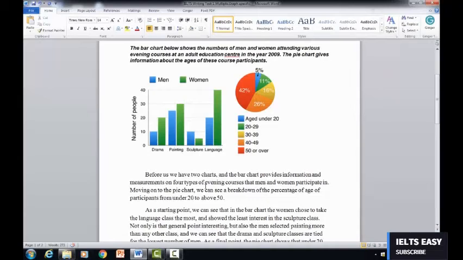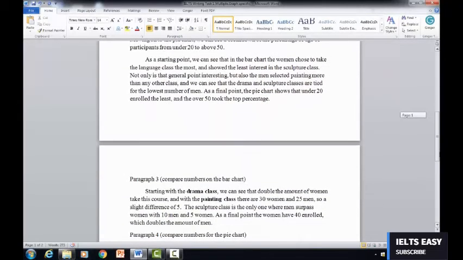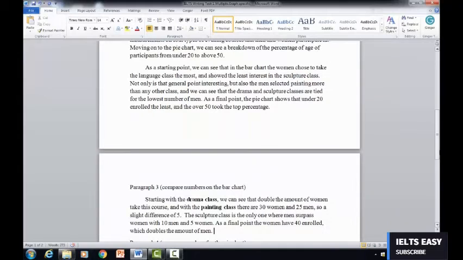Look at the language class. We have 40 women, which is double the amount of men. And that's where we get that from in terms of those sentences, as you can see there, right? That's what we're comparing: numbers. We're making comparisons of numbers. That's where we do that, right? We make a comparison of numbers here.